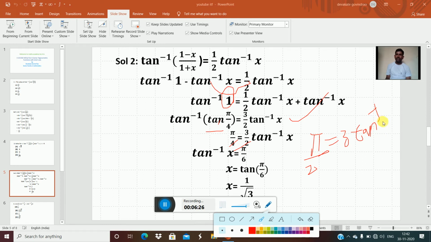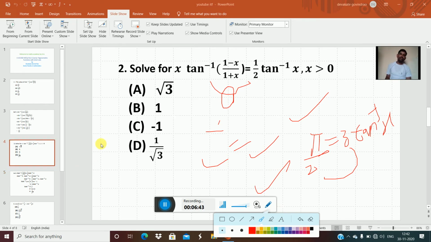Next, we take this 3 to the left hand side: pi by 6 is equal to tan inverse of x. By sending tan inverse to the right hand side, x is equal to tan pi by 6. Tan 30 is 1 by root 3. This is the final answer, and looking at the options, option D is correct. 1 by root 3 is the solution.